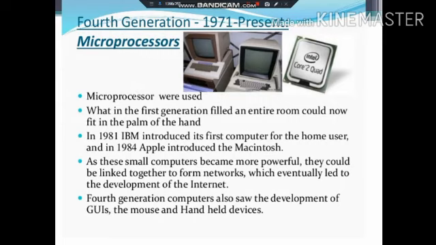In 1981, IBM introduced the first computer for home use, and Apple was the second one to introduce the Macintosh, which is still used today. In this generation, GUIs, mouse and handheld devices were developed very well. GUI means graphical user interface, meaning how well a user and the machine interact with each other. There was a chapter in 4th standard. You must have studied about GUIs.